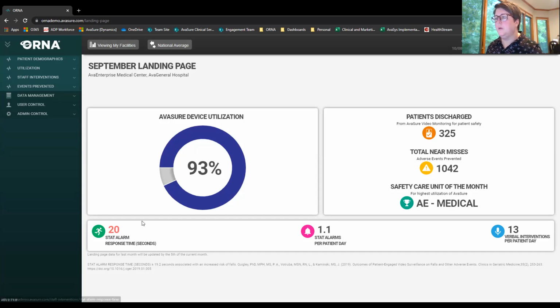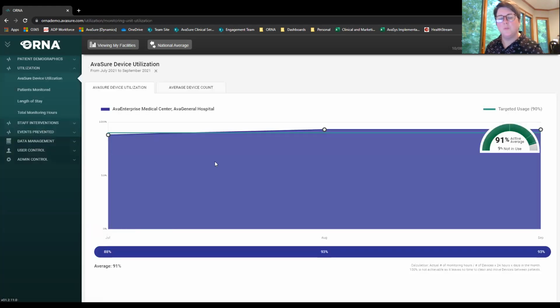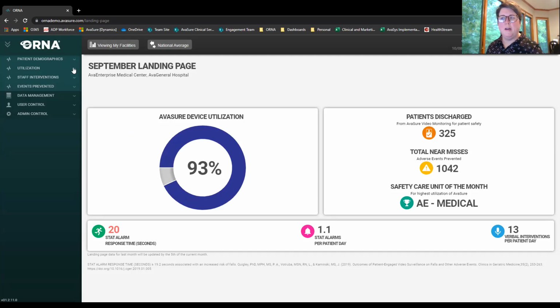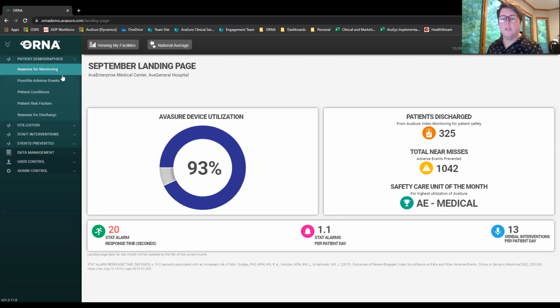The other thing I want to point out is you can see if we hover over these different metrics, I get this little finger that points. If I click on any of these metrics, it brings me directly to the graph that's associated with it. And then if I click on the word ORNA in the upper left-hand corner, I am brought back to the landing page. So that is the landing page. Let's go ahead and take a look at patient demographics.